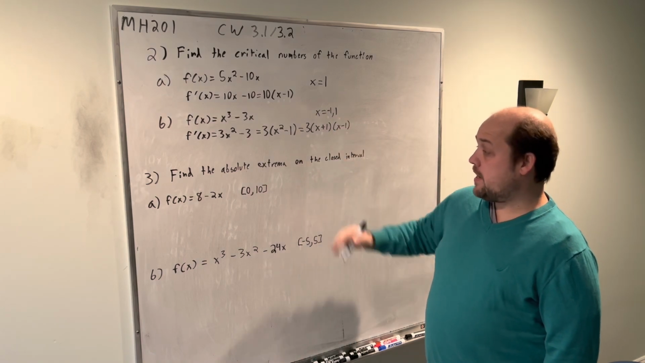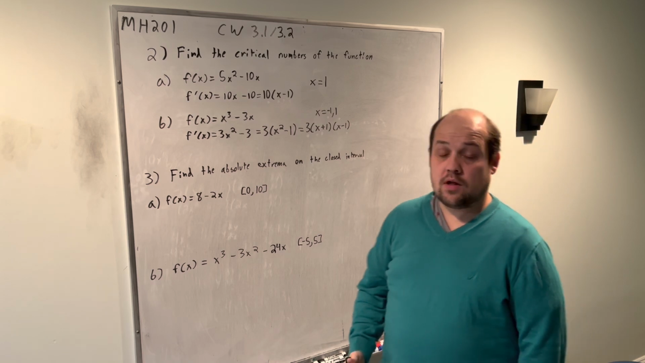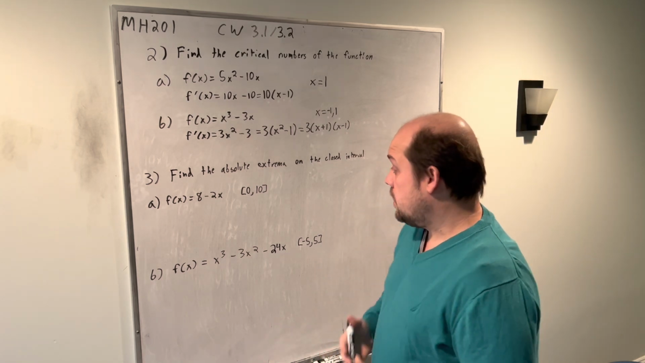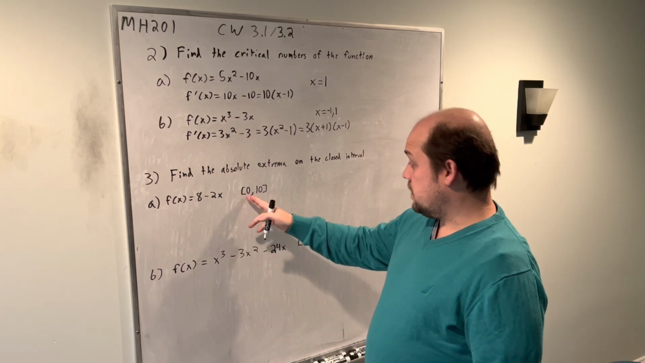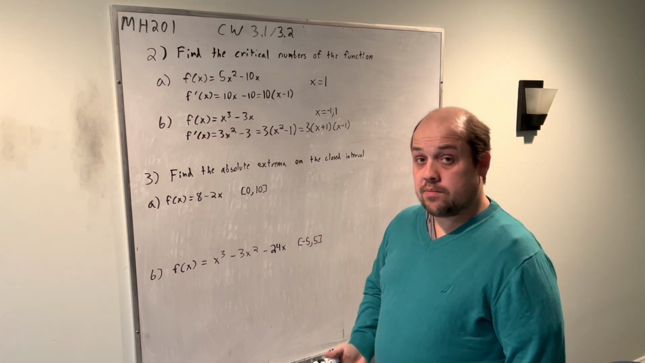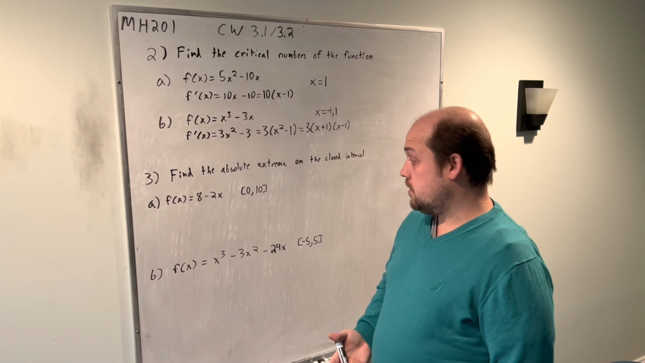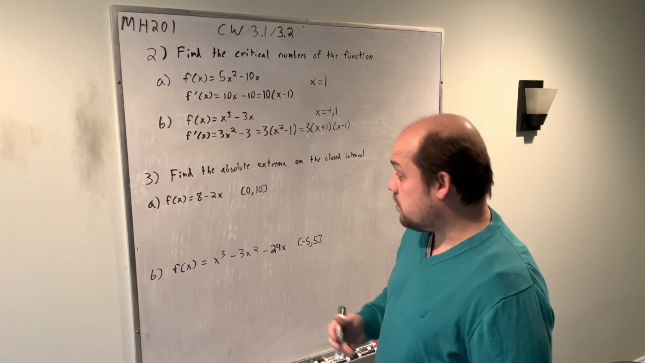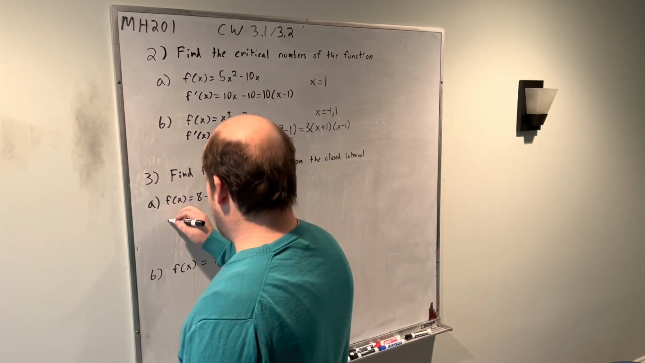When I'm asked to find absolute extreme on the closed interval, I'm going to need to test a couple things. The first thing that I'm going to need to test is the two endpoints to see what the values are in the original function. The next thing I'm going to need to test is any critical values. So I'm going to try and find those critical values now by taking the derivative.